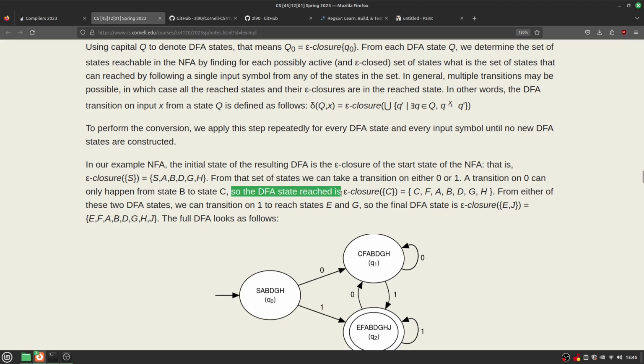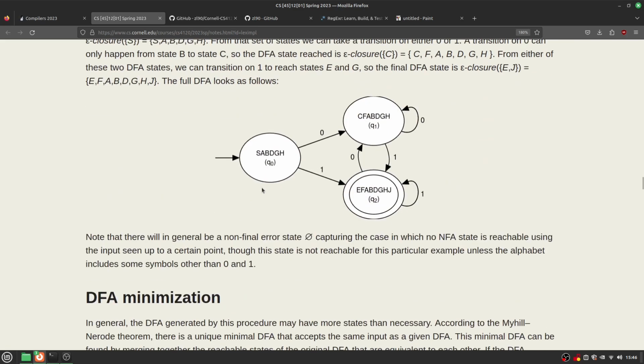So the DFA state reached is the empty string closure of C from either of these two DFA states. We can transition on 1 to reach states E and G. So the final DFA state is the empty string closure of the set of states E and J. The full DFA looks as follows.